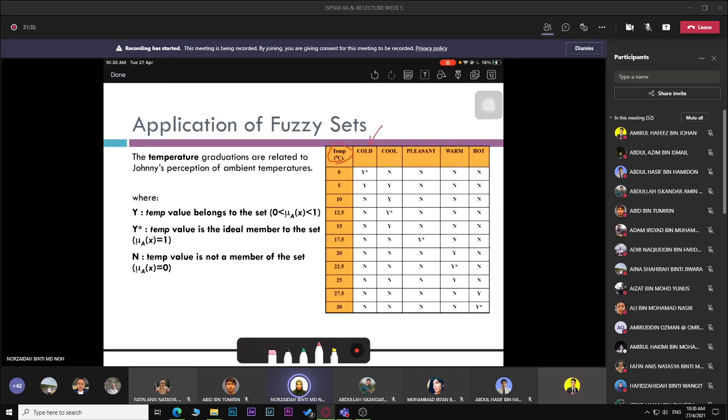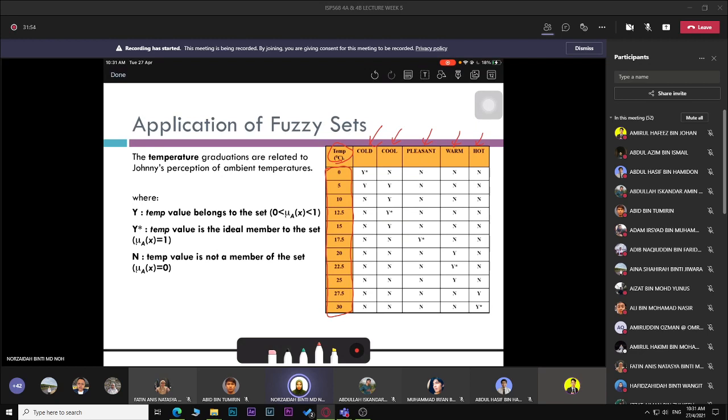Kita ada 5 value. Cold, cool, pleasant, warm and hot. Okay. And then temperature ni kita suka dari segi degree Celsius katakan. So you letakkan dalam table dia macam ni. Okay, you letaklah the increasing value daripada minimum dia sampai maximum.